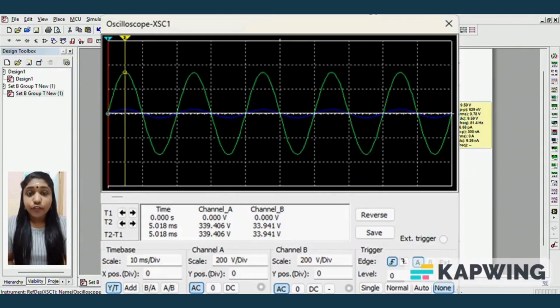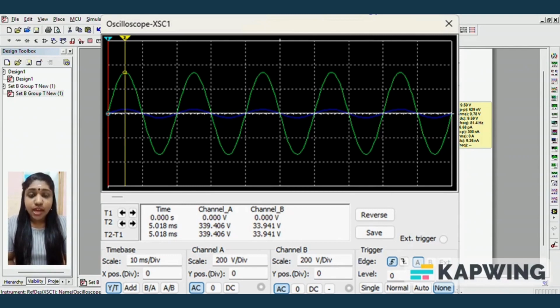This is the reading of oscilloscope 1. Channel A shows a sine wave for the AC source. The peak voltage of the sine wave is approximately 339.4 volts as shown by the reading on the oscilloscope display, while the channel B waveform is much smaller in amplitude than the sine wave of channel A. The peak voltage of it is 33.9 volts. The value should be in root mean square as it is an AC source.